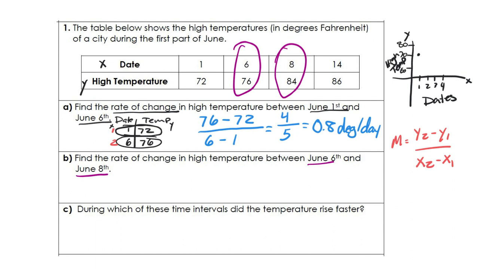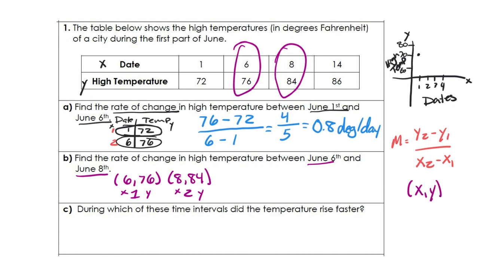So I'm just going to write my ordered pairs. My ordered pairs are 6, 76 and 8, 84. So group 1, group 2, those are X, that's a Y, X, Y. Okay, always remember it's X, Y.